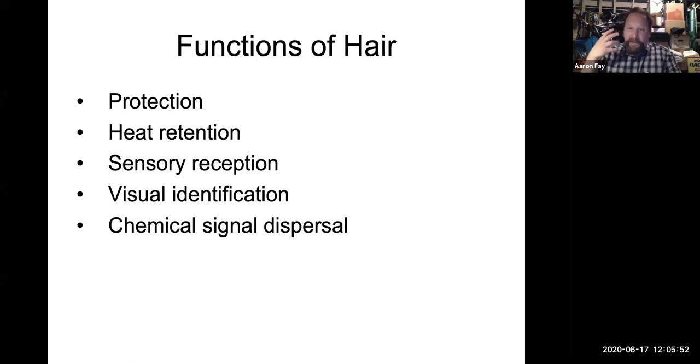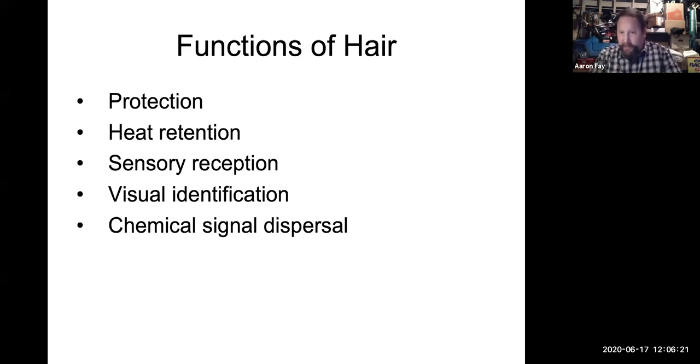We can communicate a tremendous amount of information just through facial expressions, and hair definitely helps with that. Also, without getting too far into things, when you start talking about displays of sexual maturity and facial hair and all that kind of stuff, it can help identify what life stages individuals are in. Don't really have time to get into that.